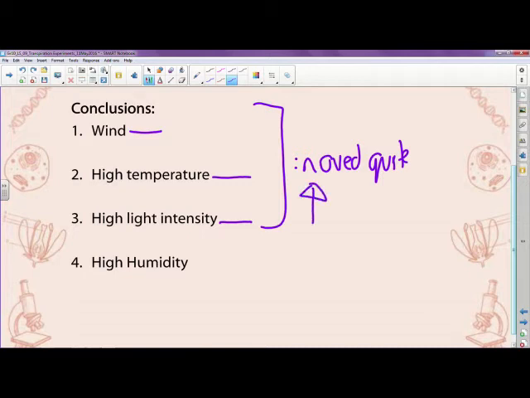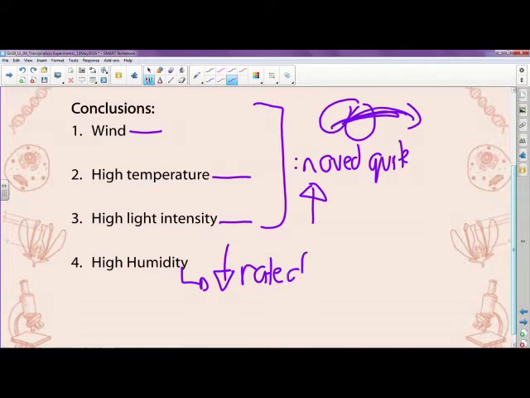Your bubble moved quite fast because wind, high temperatures, and high light intensity usually cause transpiration to increase. Because here's my stomata. There we go. The water goes out very quickly, and as soon as the water goes out, it needs to be replaced. With high humidity, you might have seen that your air bubble moved quite slowly. And from that, we can conclude that high humidity decreases the rate of transpiration, whereas wind, high temperature, and high light intensity increased the rate of transpiration.